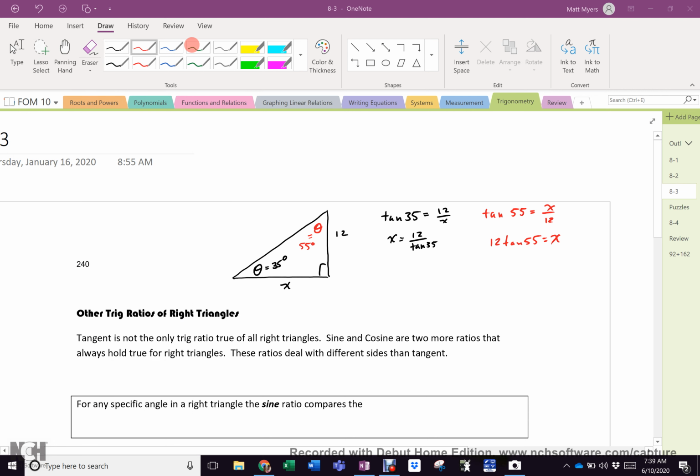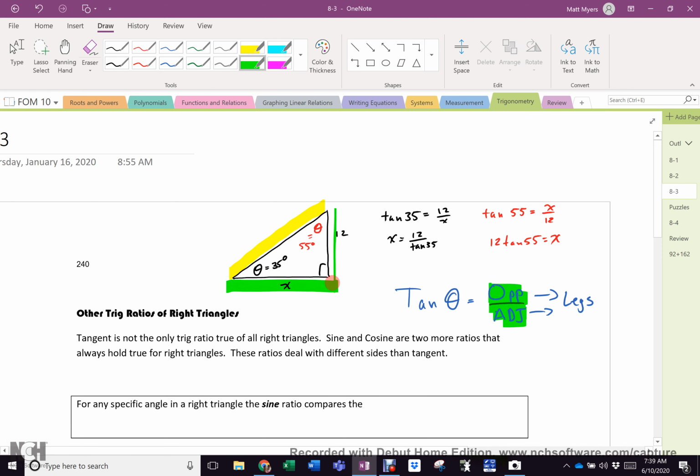Now, you're smart kids. We know that tan of any theta is opposite over adjacent. And we remember these are both legs. Now, what if you're dealing with a triangle that you need a hypotenuse? Well, you're smart kids. Tan only deals with, I should have colored that with yellow, tan only deals with legs, those two sides. It's never the hypotenuse.